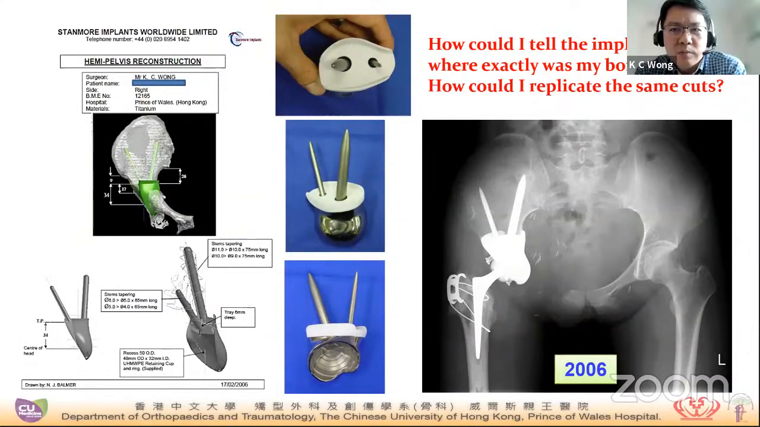Where exactly was my bone cut? At that time, the communication was just on a 2D X-ray image or a screenshot of a CT scan. You just mark, like, this is only 1.7 cm. So actually the engineer doesn't know where we want to cut, and we also find it difficult to tell them.